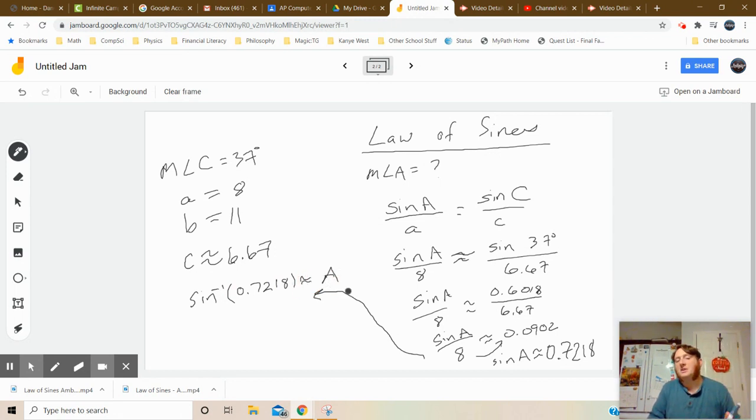And because this is between -1 and 1, it exists. We're going to get an answer. So inverse sine of that decimal, to the nearest tenth, one decimal place, is 46.2 degrees.